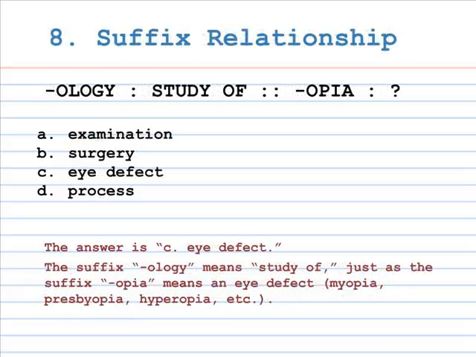8. Suffix relationship. Ology is to study of as opia is to: A, examination; B, surgery; C, eye defect; D, process. The suffix ology means study of, just as the suffix opia means an eye defect, as in myopia or presbyopia.